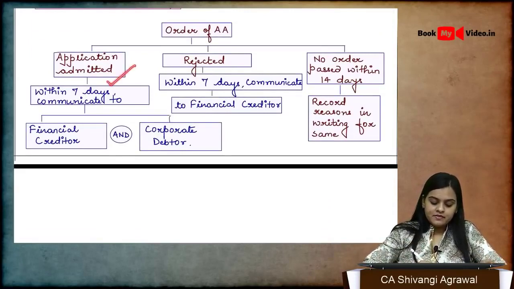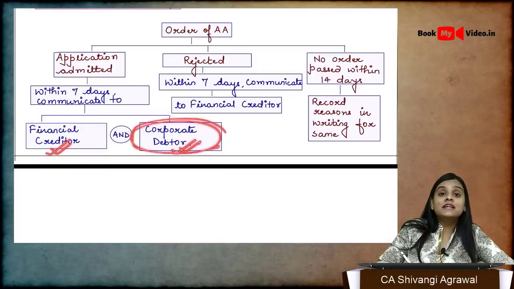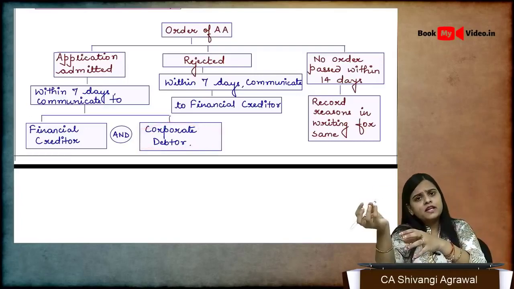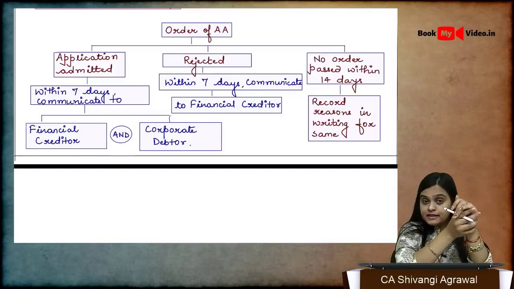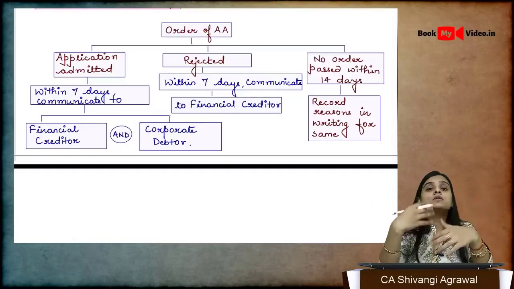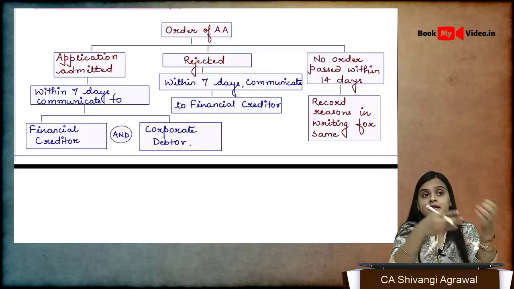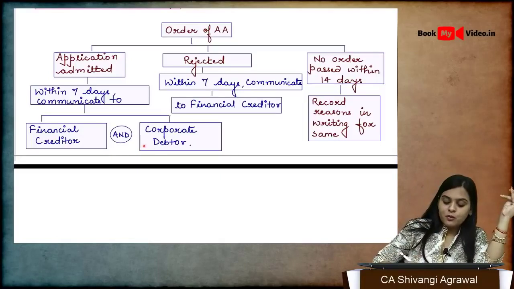If the application is admitted, it is going to be communicated to the financial creditor as well as the corporate debtor. The corporate debtor might not even know that such an application has been admitted, right? If it is rejected, then you don't need to intimate the corporate debtor. The financial creditor made an application, you rejected it, so you intimate the financial creditor. But if you admit the application, the process of insolvency is going to start. So you have to tell that corporate debtor that we are going to start the insolvency resolution of your company.